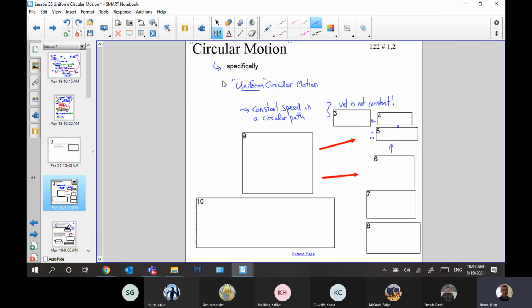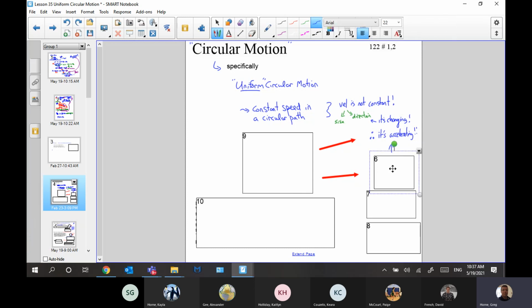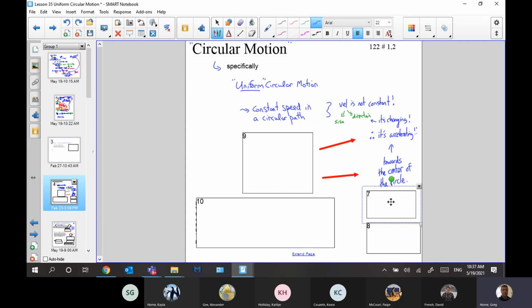I had the little GIF that showed the helicopter going around and around, I think it was an amusement park ride. Anyways, velocity is not constant, because the direction is changing. So it's changing. In other words, it's accelerating, and it's accelerating towards the center of the circle, which we refer to as centripetal acceleration.